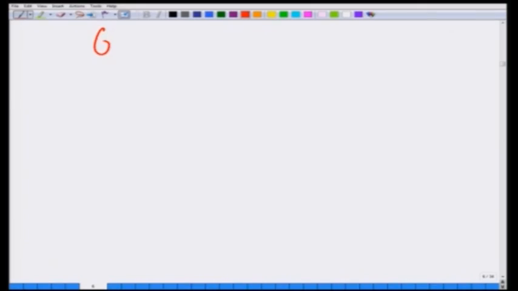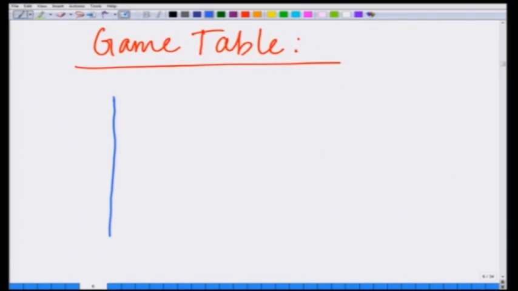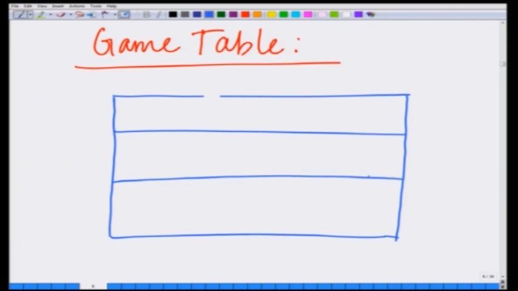So, let us try to draw the game table for this game, for the simple market game, for this simple market competition between two firms or two online retail stores. And therefore, what we said again is that this game table is going to have a row player and a column player, right. And let us denote the row player by firm 1, the column player by firm 2.